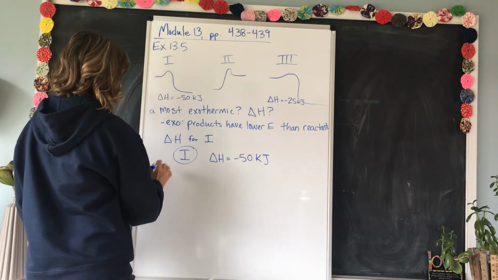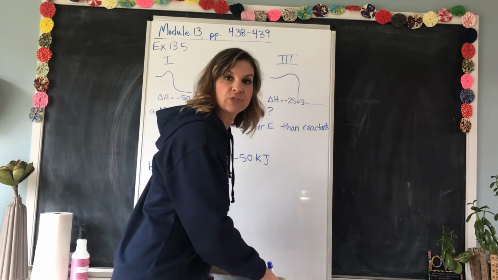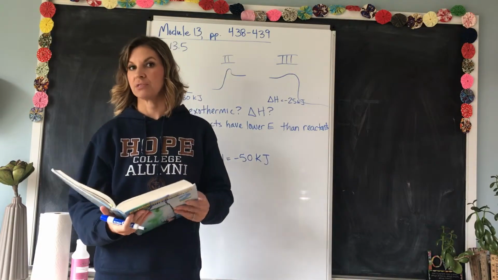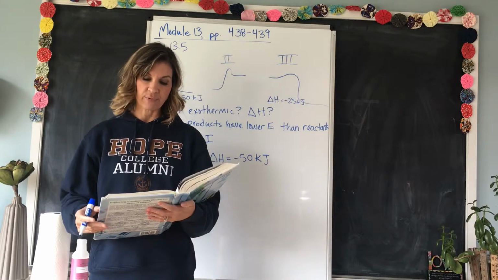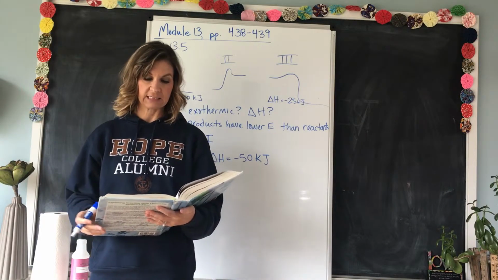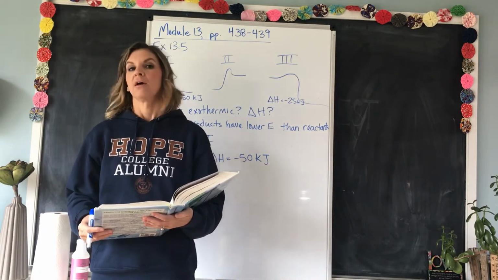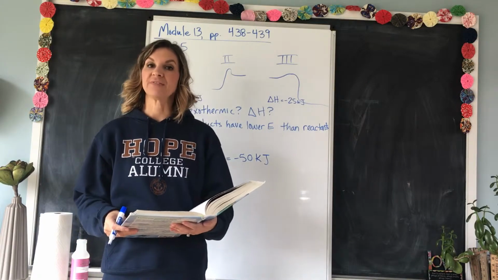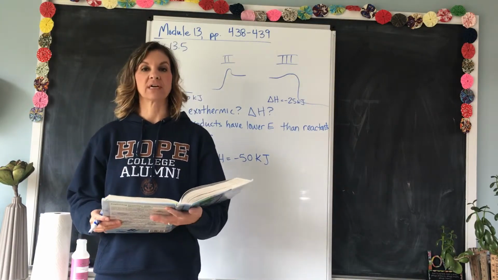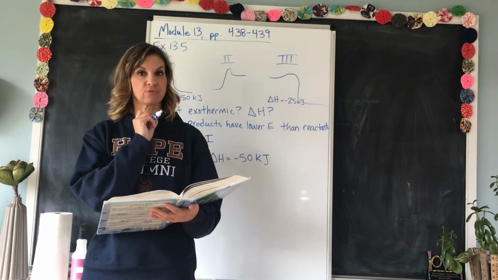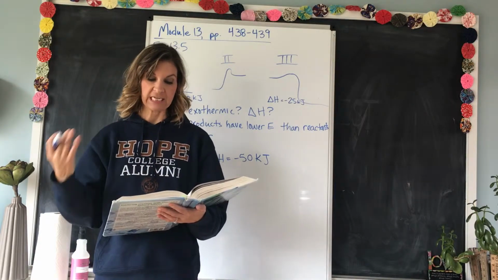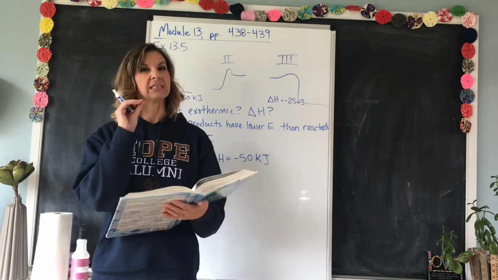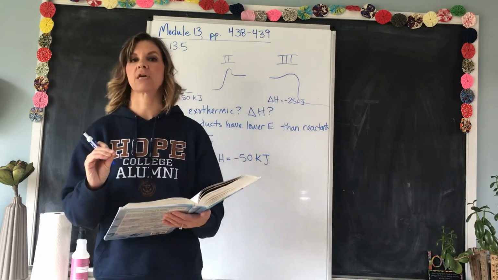Okay, so these are just some examples of how you would have to read these graphs and what kinds of questions you would have to answer from them. B, which diagram represents the reaction that is easiest to get started? Okay, so now we're going to be looking at the activation energies. So we're going to compare the energy of the reactants to the activation energy, and we want to know what's the easiest to start. So it's going to need the least amount of energy to get started.